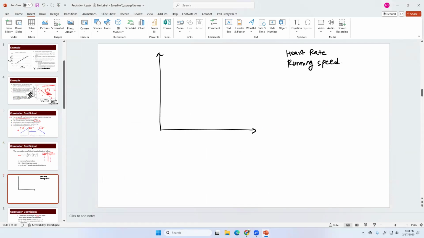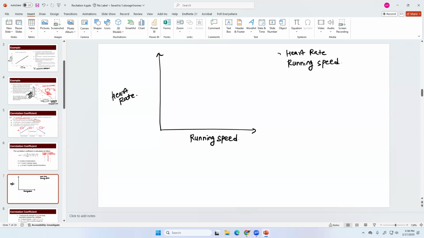So what would you put on the x-axis, and what would you put on the y-axis? Okay, and why do you think so? True, true. So the running speed is your explanatory variable, right? It is explaining your change in the heart rate, and it makes sense to do it like this.